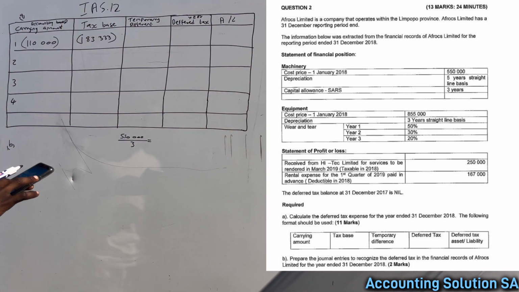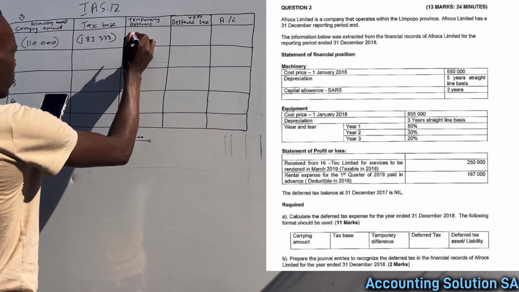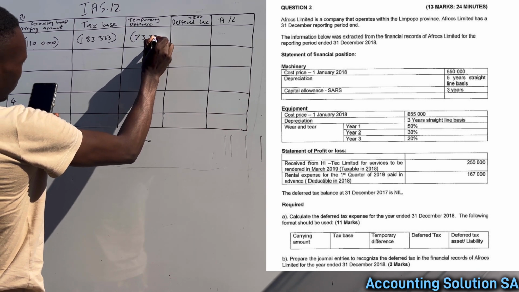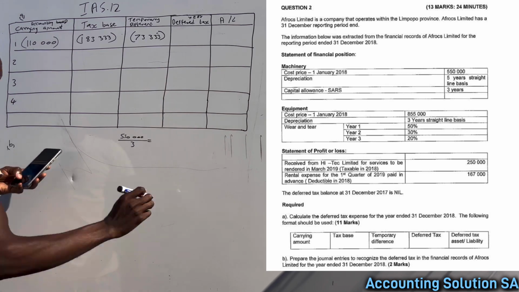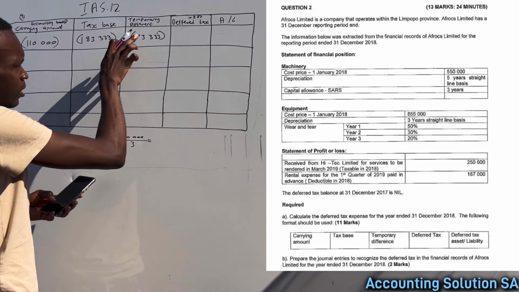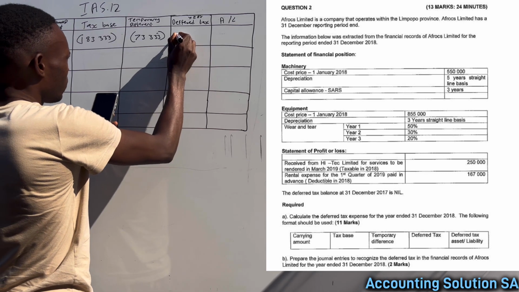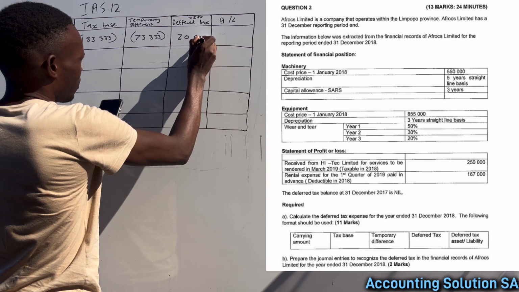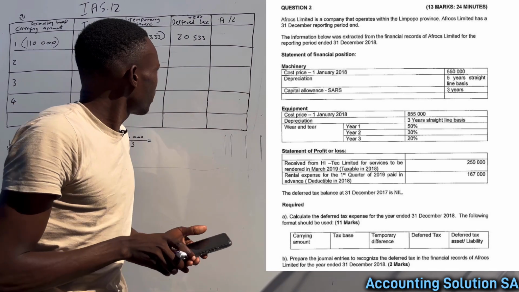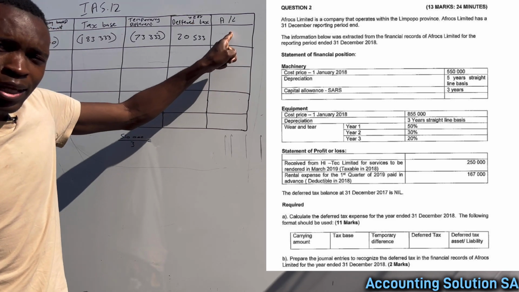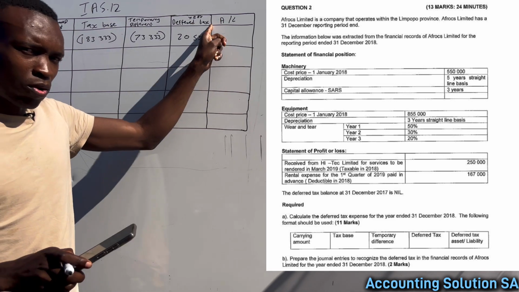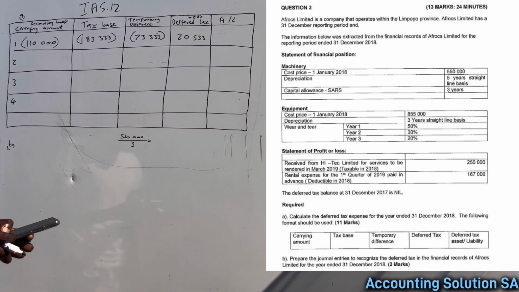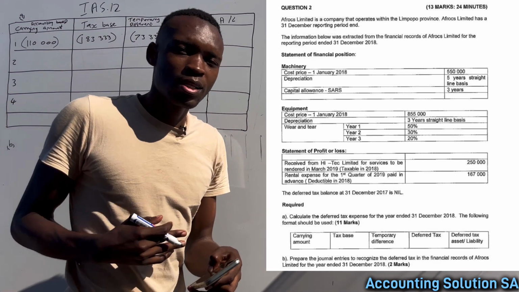Okay, and if you calculate the difference between these two, you're going to get an amount of 73,330. Then after that, you need to multiply by 28%. 73,330 multiplied by 28%, you will get an amount of 20,533. Okay, also guys, brackets, it doesn't matter as long as you indicate the correct class, whether it's a liability or an asset. Okay, now we have to indicate, is it a liability or is it an asset?